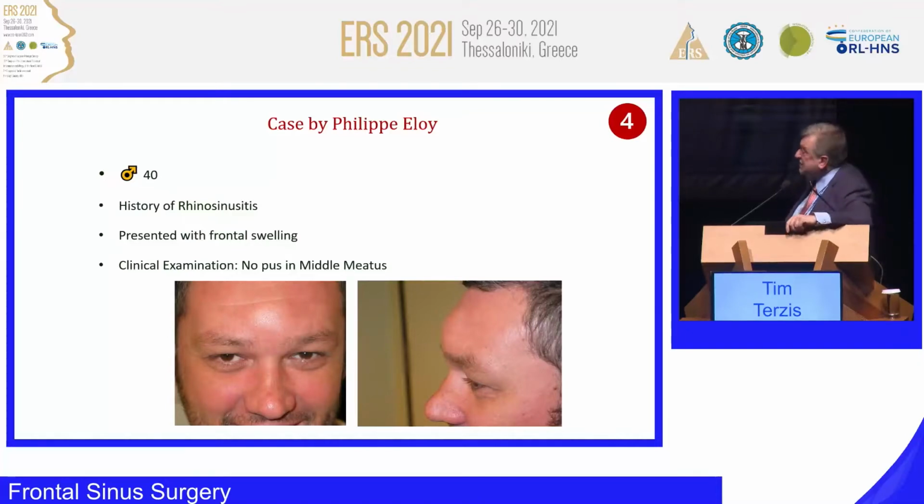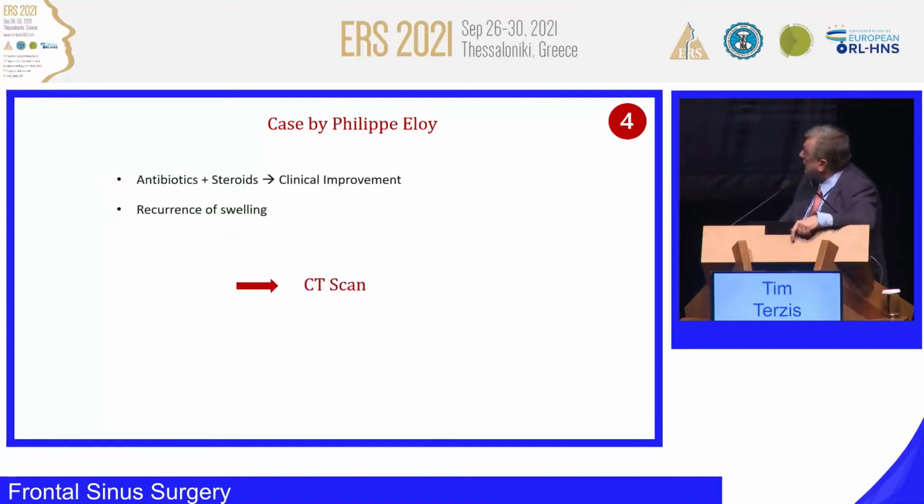Anyway, this is a case by Philippe Eloy, 40-year-old, history of rhinosinusitis, presented with this frontal swelling, which is obvious on the pictures. Clinical examination, no pus in middle meatus. Responded well to antibiotics and steroids with some clinical improvement, but then the swelling recurred.